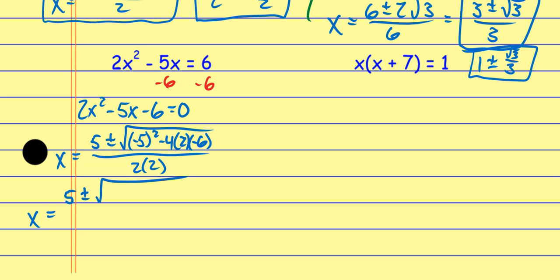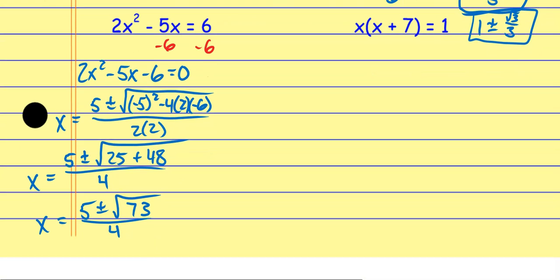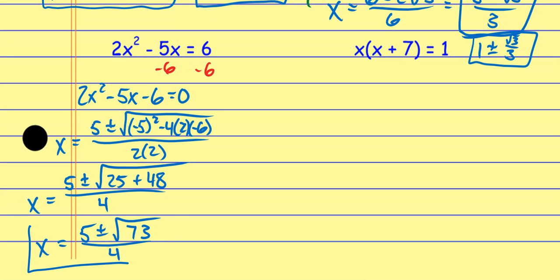So here's my careful consistency, 25. Be careful with those negatives. I see right away it's going to be a positive, going to be plus when I multiply it all out. All right? And then that gives me a 48. I continue to simplify. And look at that. There's not anything else I can do here. There's no perfect squares divided evenly into 73. This one is done. Okay?